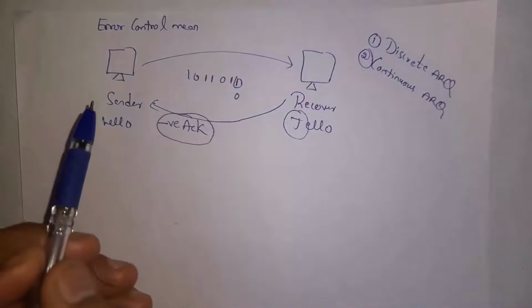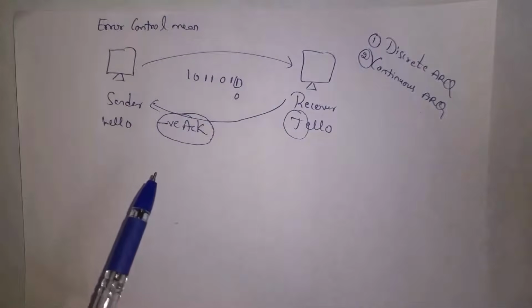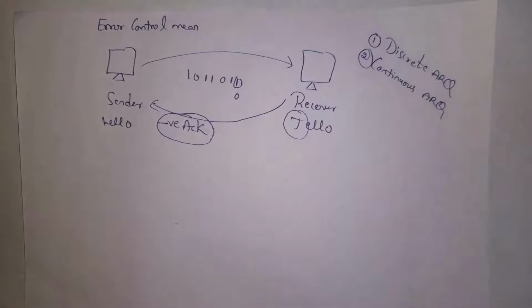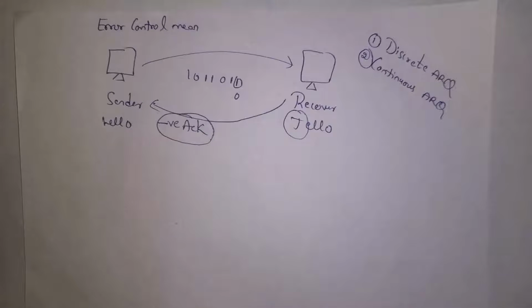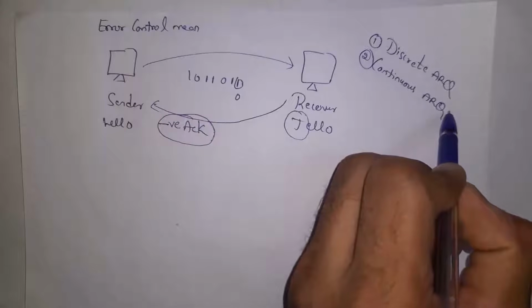If the sender receives a negative acknowledgement, then the sender will send that same data again. So in discrete ARQ, the receiver will give a reply to the sender, that is a positive reply or negative reply. We call that reply an acknowledgement, that is ACK. If the sender receives a negative ACK, then the sender will again send that same data. And next one is continuous ARQ.